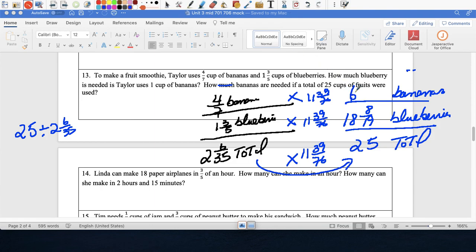And again, just to double check, if you add these two, 11 plus 8 is 19. So that's 19 over 19, which is 1, right? 18 plus 6 is 24, plus that whole number of 1 gives us a total of 25. So there is your answer. That's the second question. How many bananas are necessary? Here's 6 and 11/19 of a banana.